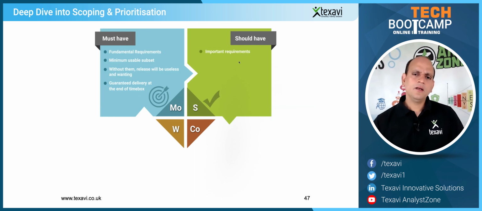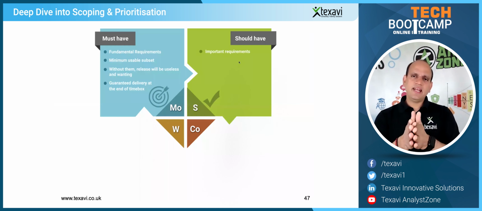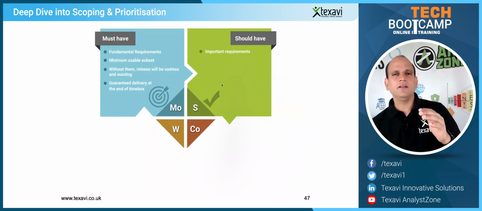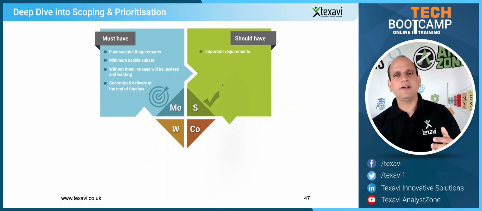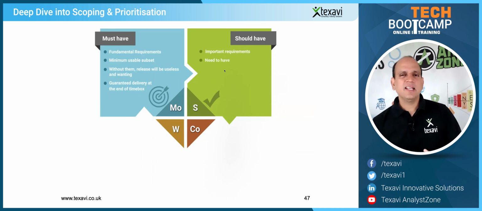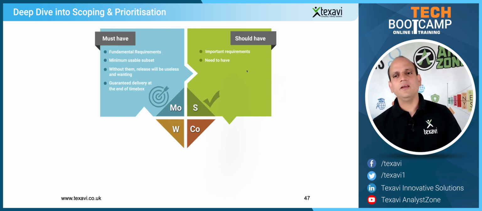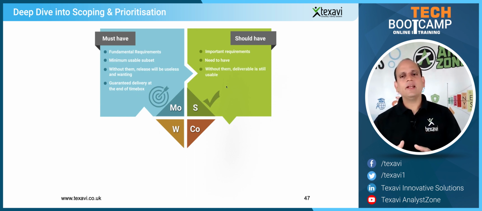And then the S stands for should have. So that's the next set of features in terms of prioritization. They're important, but they're not really that fundamental. They're not the foundational aspects of the must haves. So the should haves could be like a need to have, but I can still live without that. You can still send the product without having the should have kind of features. So without them, you can still deliver. You can still make it usable.